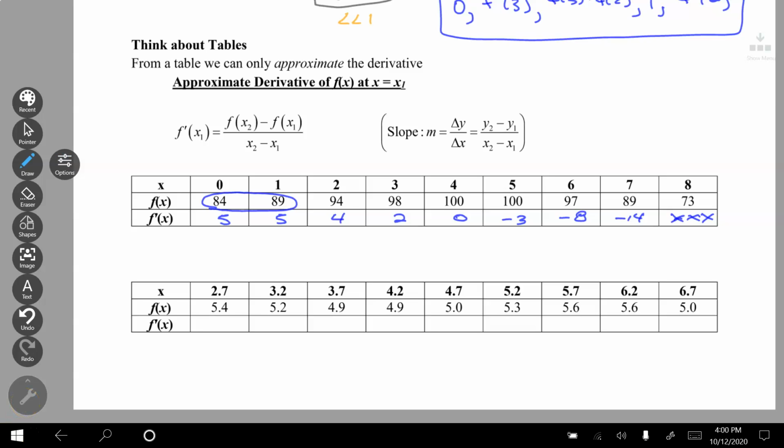And for this one, I'm going to do the same thing, except now you got to be careful because the change in y is negative 0.2, and the change in x is 0.5, so that's negative 0.4. This is negative 0.6, 0, 0.2, 0.6, 0.6, 0, and then negative 1.2, and since there's not another point here, I won't be able to do all that.